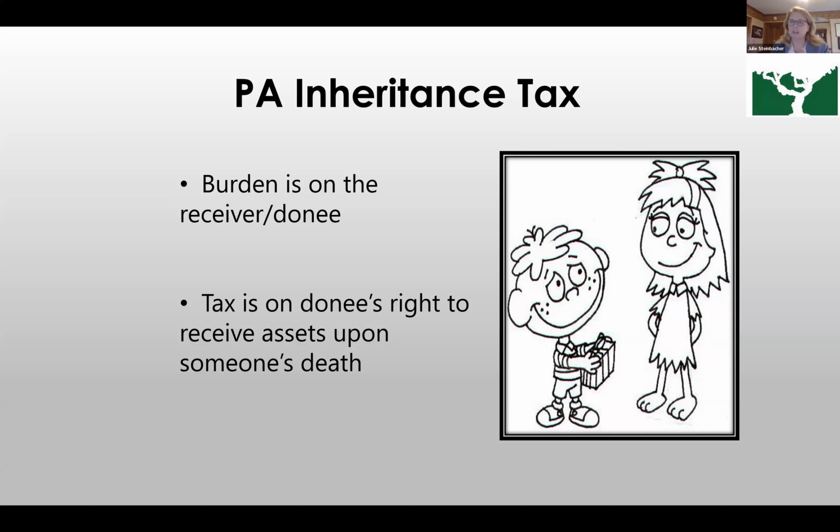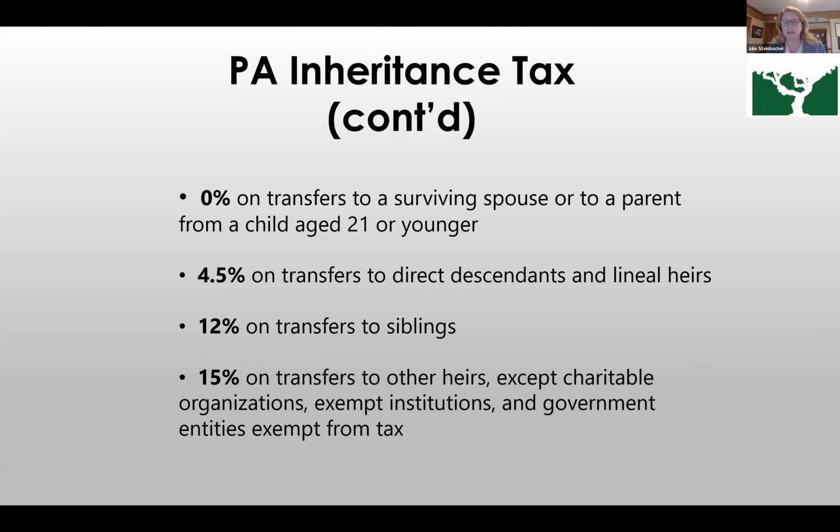Now, most law firms are going to do one inheritance tax return and pay all that tax out of the residuary of the estate. But if the will doesn't say anything, it's actually on the person that receives it. And so it's really the opposite of the federal. It's really your right to receive assets that you end up paying it. And in Pennsylvania, the inheritance tax is 0% to a surviving spouse or a parent from a child age 21 or younger. And we have cases like that going on all the time.